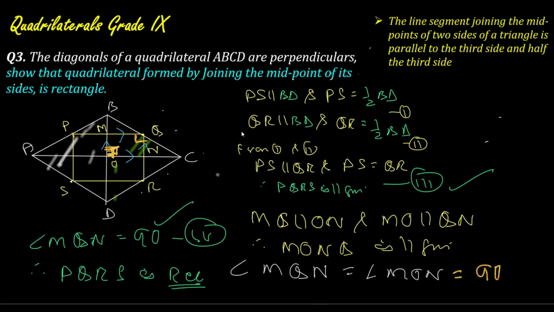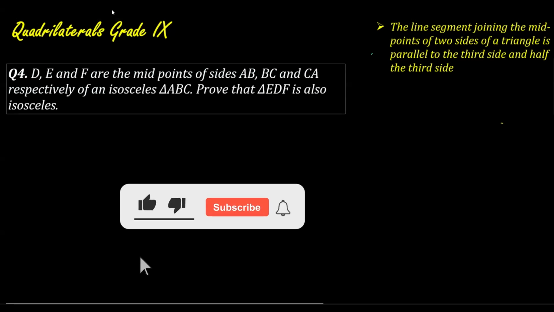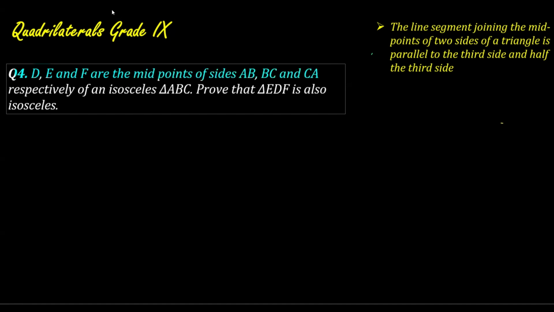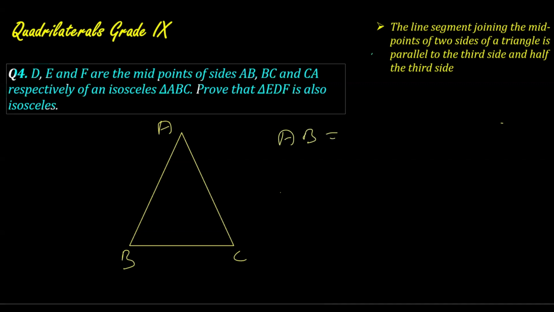Now let's move to the next question. This is question number 4 out of 7. It says D, E and F are the midpoints of sides AB, BC, and AC respectively of an isosceles triangle ABC. We need to prove that DEF is also an isosceles triangle. So let's say I make an isosceles triangle here and name this ABC, where I'll take any two sides equal. Let's say I took AB equal to AC.